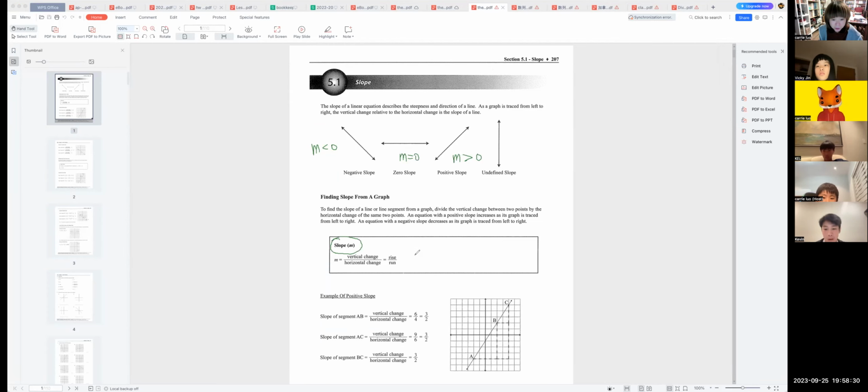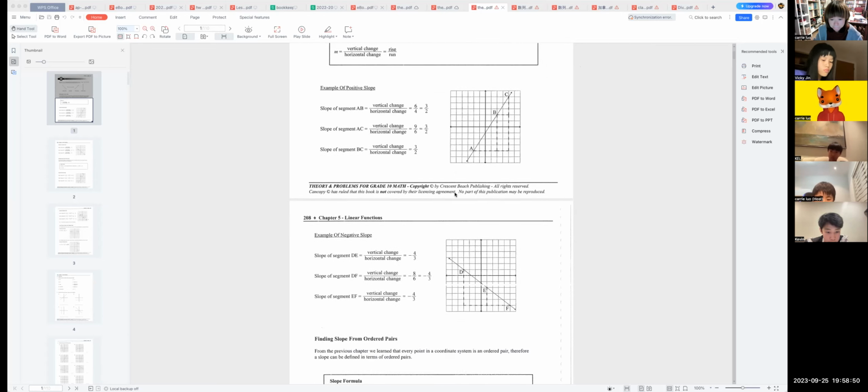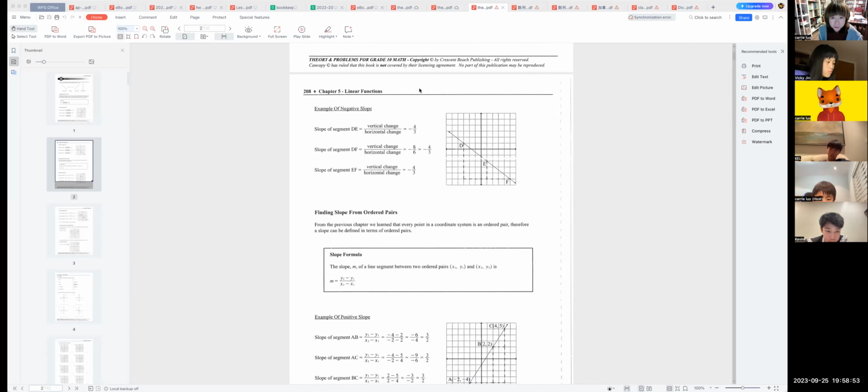Okay, so let's take a look at this one. When we have an m, it is vertical change over horizontal change. So vertical is something like that, and horizontal is something like that. If you want to copy this down, the slope m equals y2 minus y1 over x2 minus x1. Everybody, please copy this down. The slope m of the line segment between two ordered pairs (x1, y1) and (x2, y2). For instance, you have a line like that.